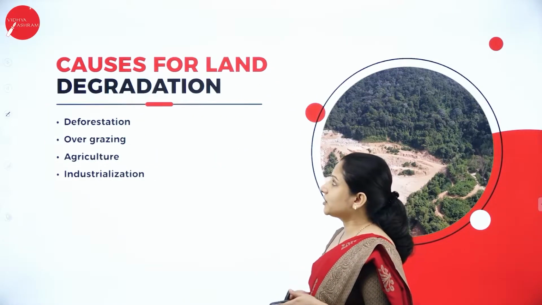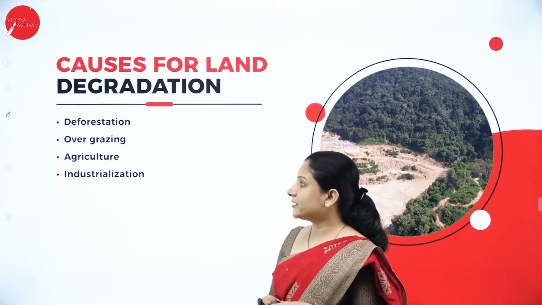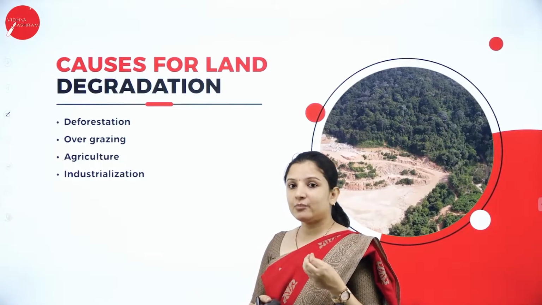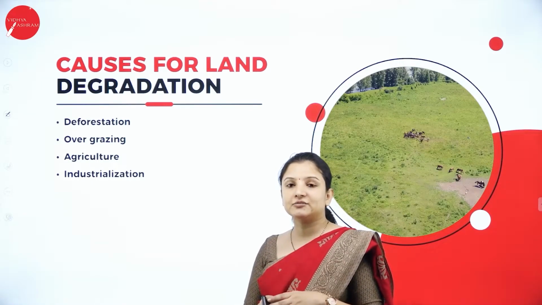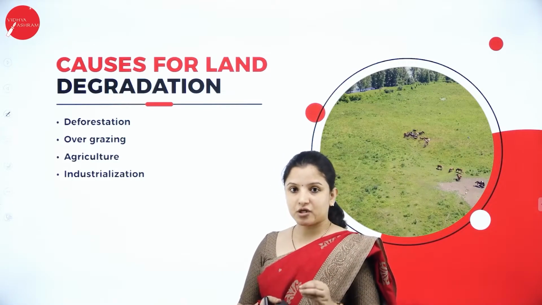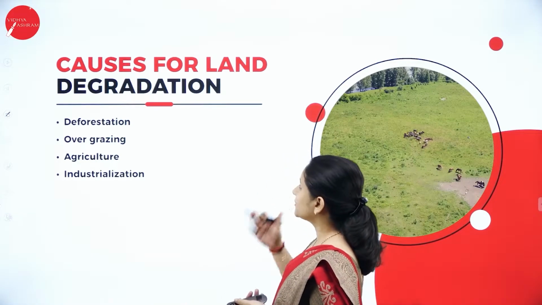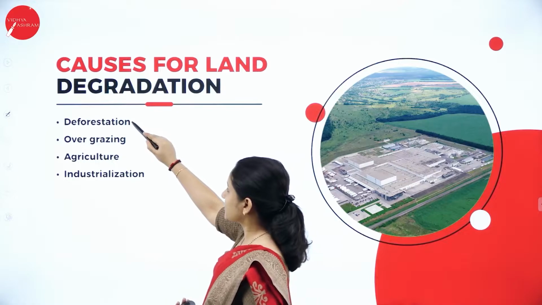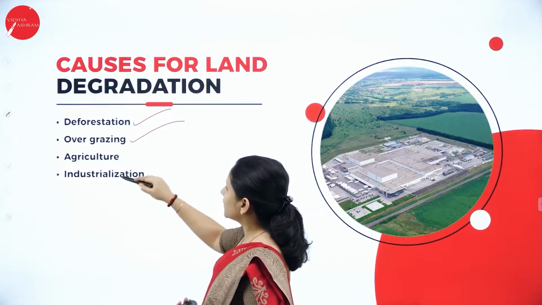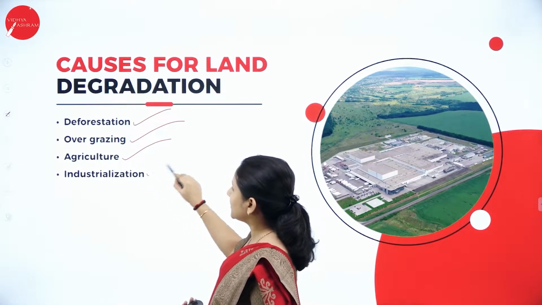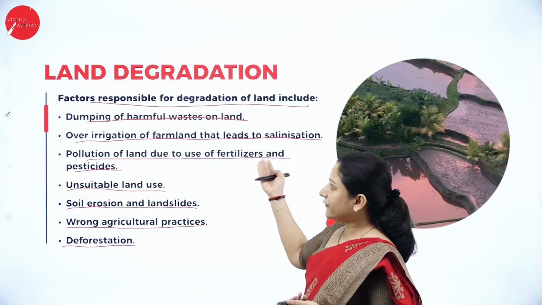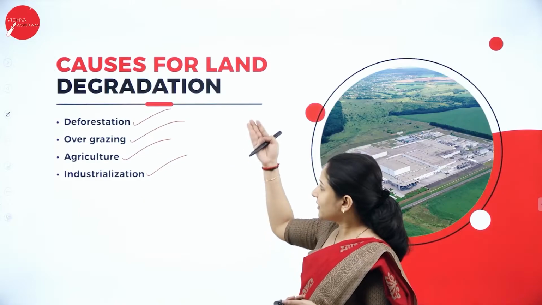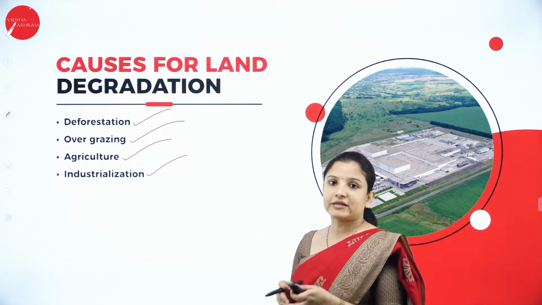So in this, particularly the causes for land degradation, let's study about deforestation, because deforestation is the one that has been particularly mentioned in your syllabus. So there are various causes for land degradation such as deforestation, overgrazing, agriculture, industrialization. They have been divided into different sectors here. I've explained it in the form of points. Here I've just written what are the causes, like a side heading.